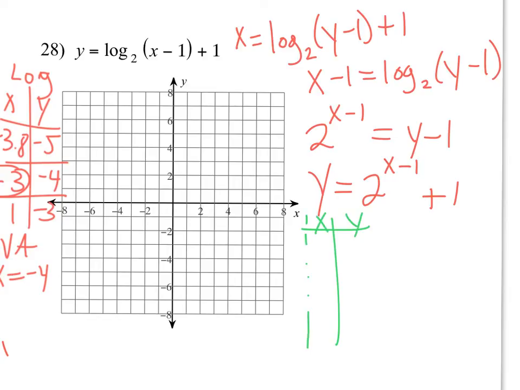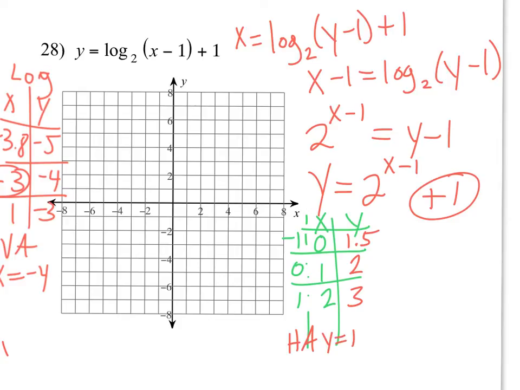Again, I'm choosing points that make my exponent -1, 0, and 1. In this case, that would be 0, 1, and 2. If I plug these in, 2 to the -1 is 0.5, plus 1 is 1.5. 2 to the 0 is 1, plus 1 is 2. And 2 to the 1 is 2, plus 1 is 3. Okay? I've also got a horizontal asymptote at y equals 1.